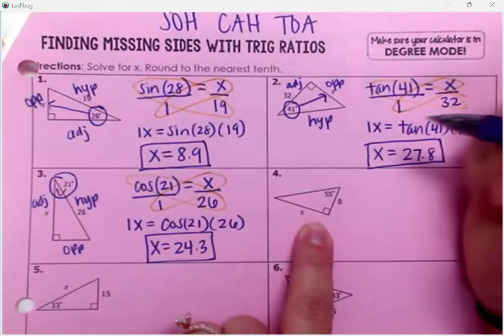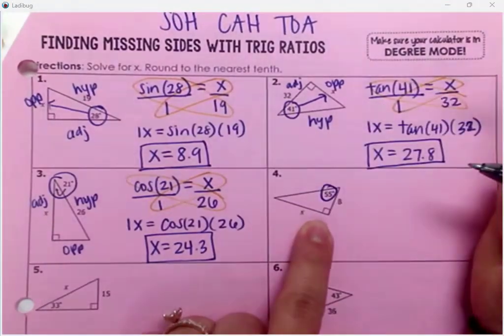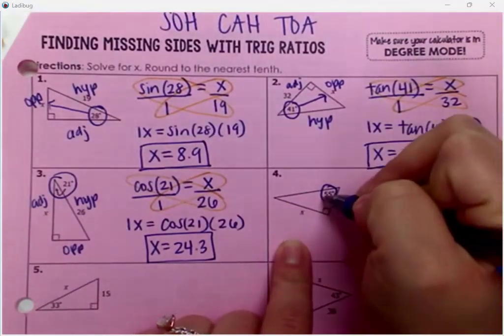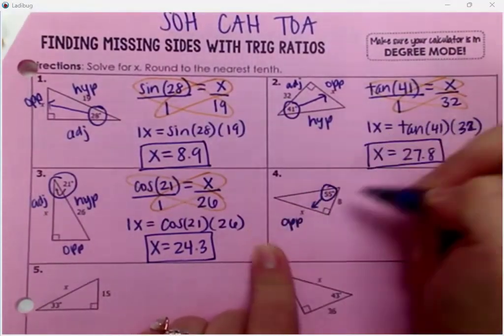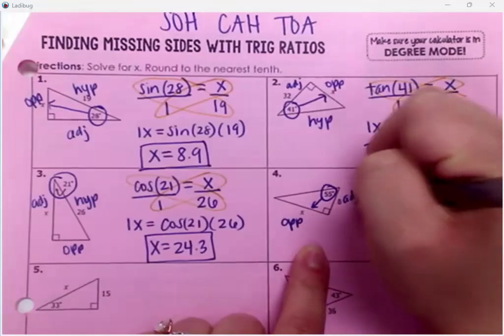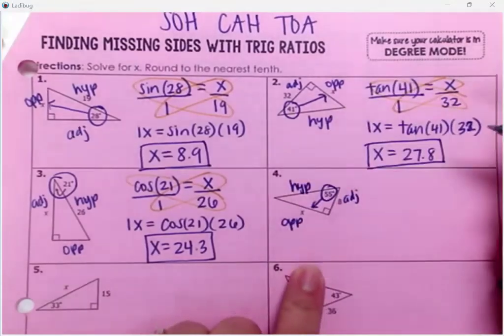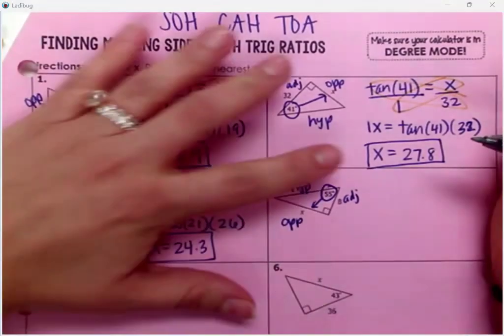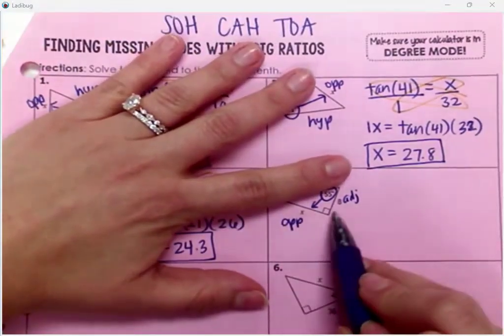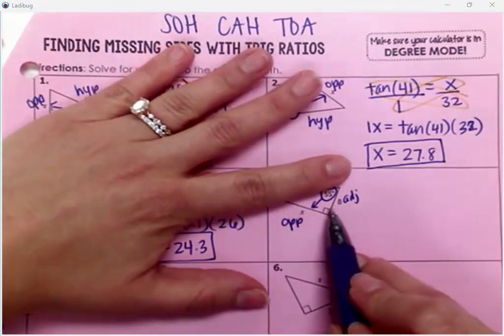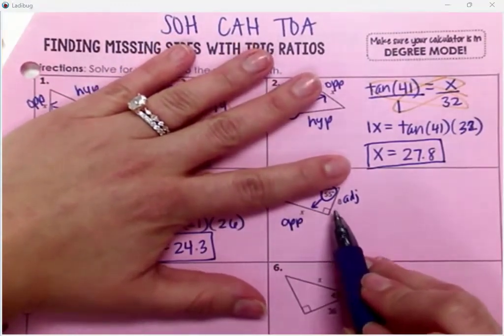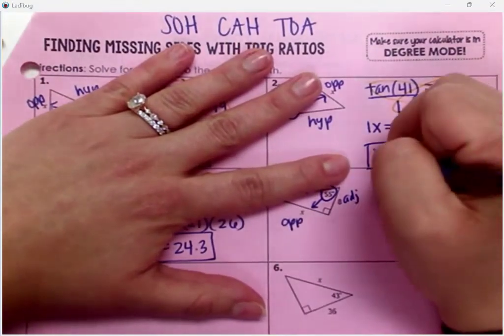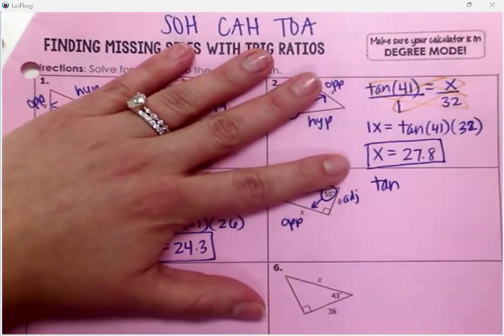All right, so for number 4, you should have had, this is my angle. That means this is the opposite, this is the adjacent, and this is the hypotenuse. But do I need the hypotenuse for this one? No, because all they gave me was these 2. So based off of this, I should be using which trig function? Tangent or TOA, whichever you want to call it.